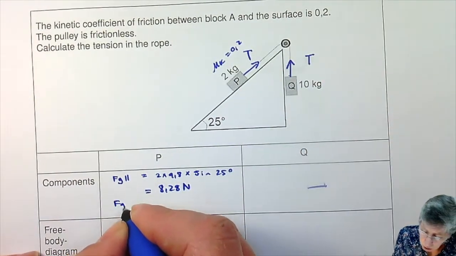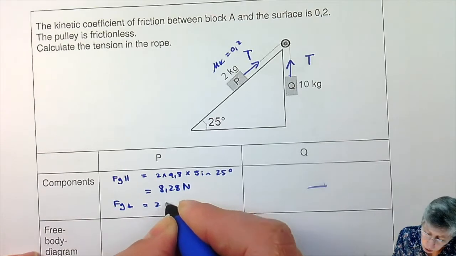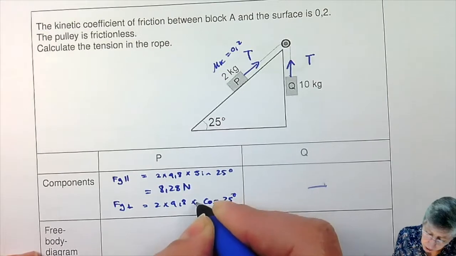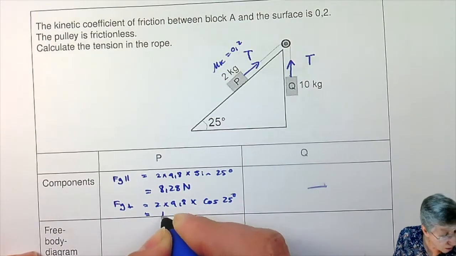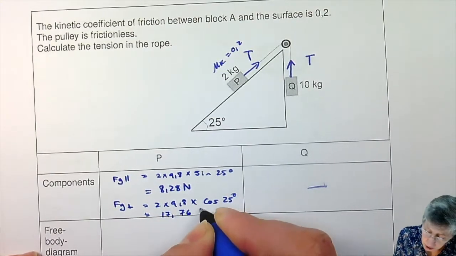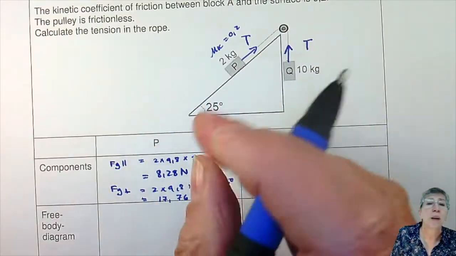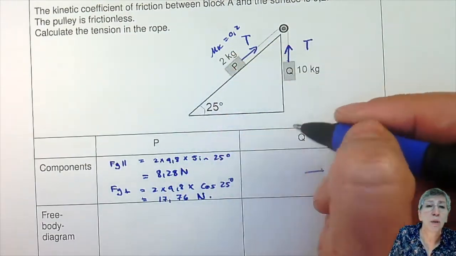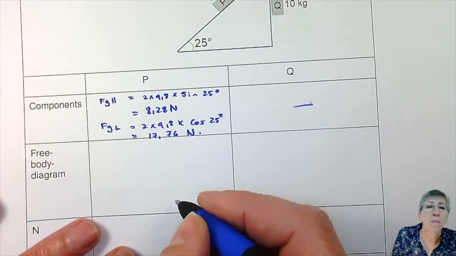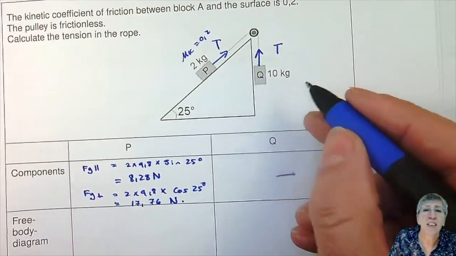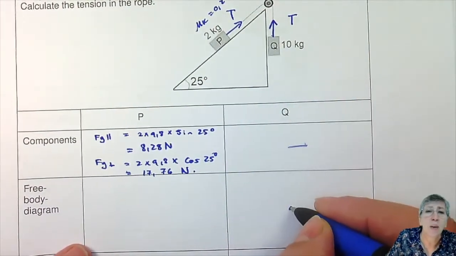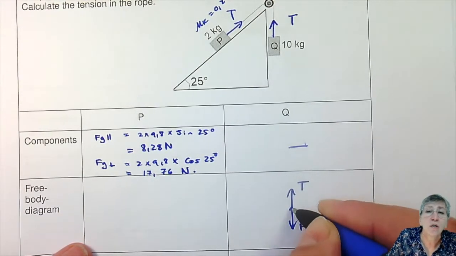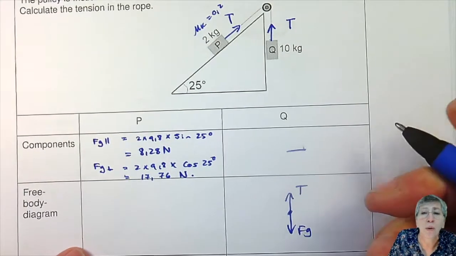Right, moving on, getting the perpendicular one would be 2 times 9.8 times cos of 25, and for that you end up with 17.76 newtons. Right, so first I've converted that gravity and replaced the gravity with the two components. Right, okay, next up, free body diagram. Now this one is actually the easier one. It's hanging still, so there we only have the tension in the rope and the gravity. It's not on a surface, so we won't have a normal force, we won't have a friction force.